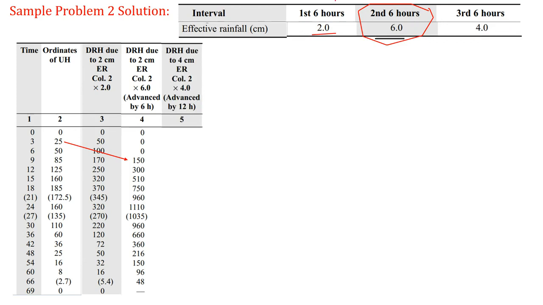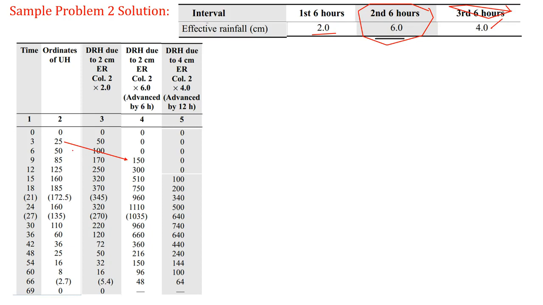Okay, so next is the value of the hydrograph after the 12 hours. So, bale, nasa third 6 hours mark na tayo. So, multiply lang natin by 4.0 yung values ng unit hydrograph. So, again, we will skip the first 12 hours, and then saka tayo mag-multiply ng 4 after the first 12 hours.